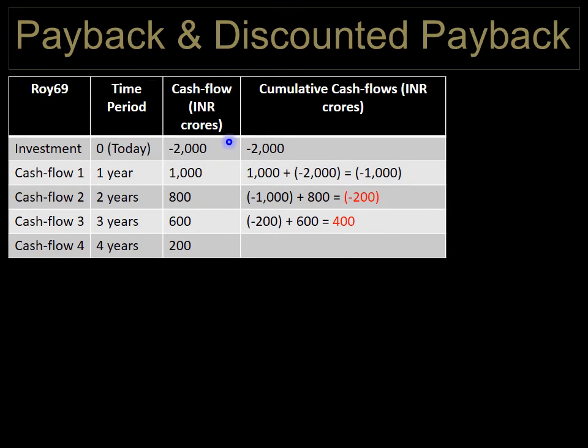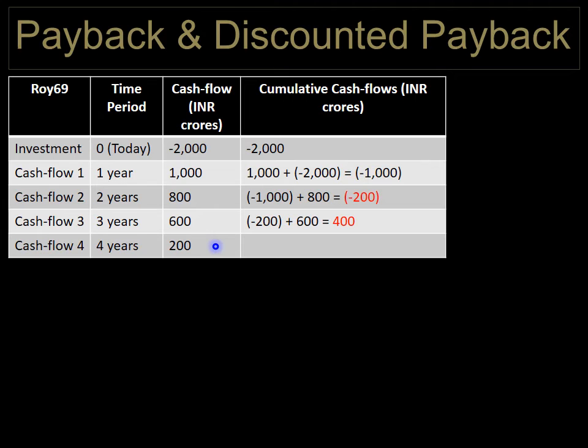For ROI 69, the initial outlay that he put down was about 2,000 crores. The minus sign indicates that it's a cash outflow, an investment made. At the end of year 1, he made 1,000 crores, 800 crores at the end of year 2, 600 at the end of year 3, and 200 at the end of year 4.